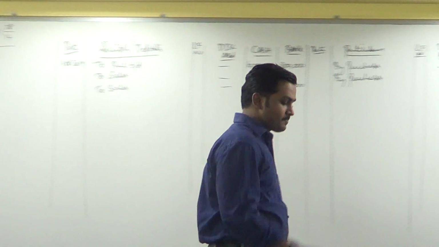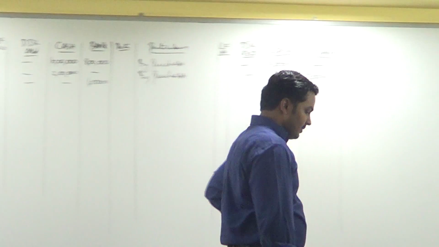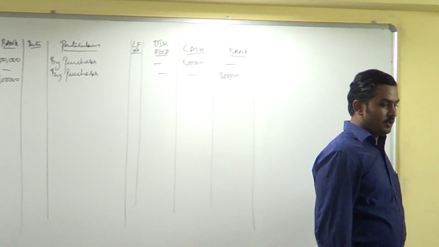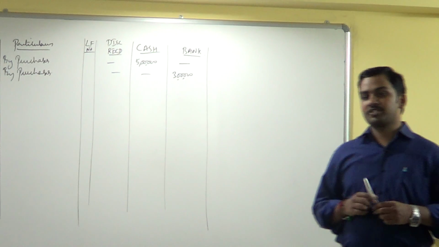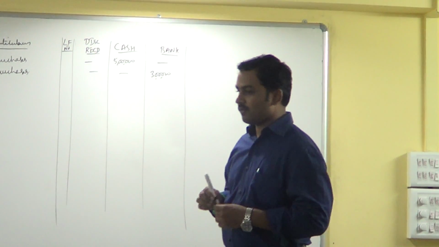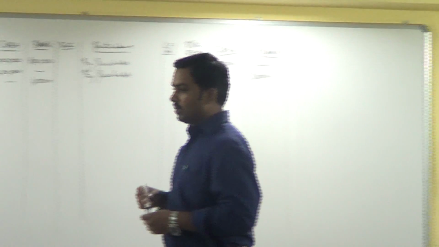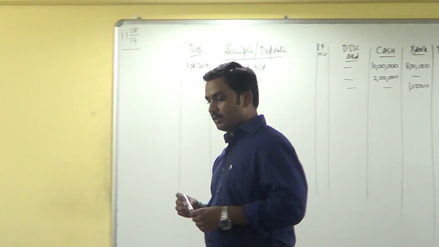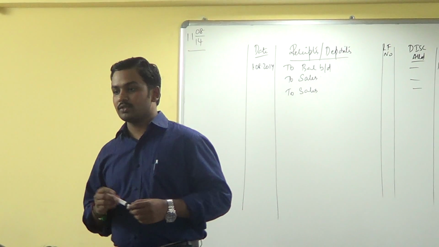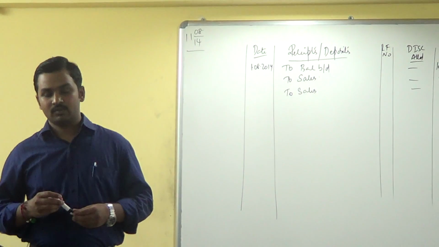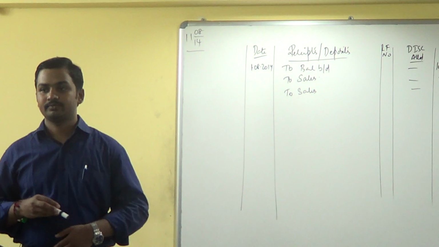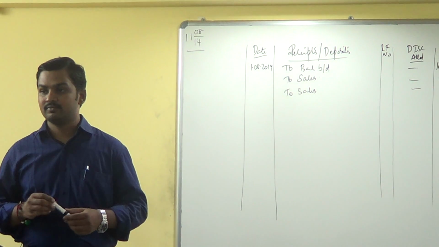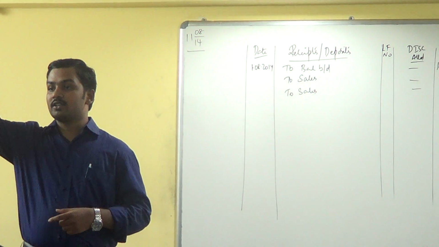Next transaction. Goods sold on credit to Mr. A, 50,000 rupees. Where will we record this transaction? It has to be recorded in the sales book.